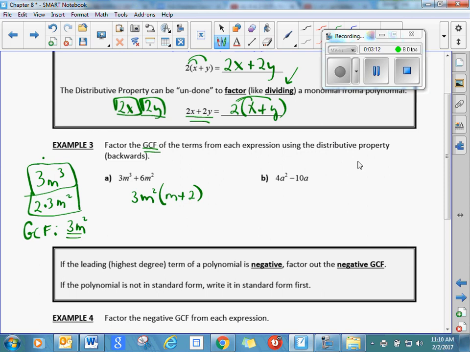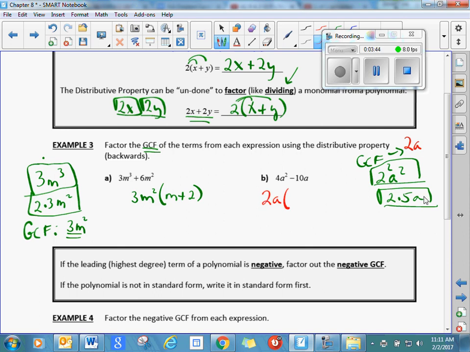Second example, GCF over here. 2 squared a squared is the prime factorization, and 2 times 5a is the second one. The GCF is going to be what they have in common. That's going to be 2 to the first power, a to the first power. The 5 can't play, and the 2 squared can't play. It's the lowest exponent. So that's what we're going to factor out.